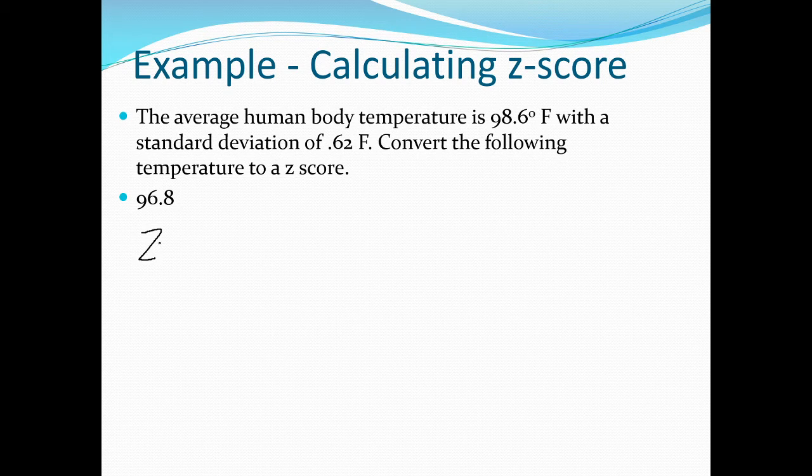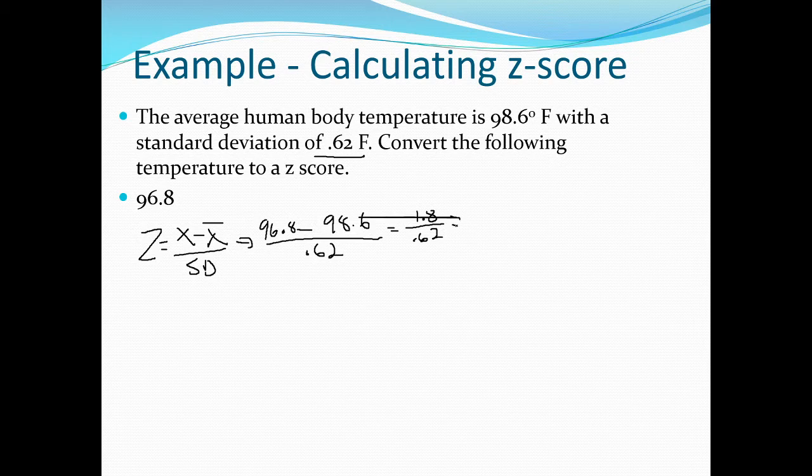So remember, the z-score is the value minus the average divided by the standard deviation. So the value that we're tracking is 96.8 minus the average that we have, which is 98.6, divided by the deviation we're given, which is 0.62. So we do some math here in your calculator if you want. 96.8 minus 98.6 is negative 1.8, which is fine. Again, z-scores can be negative. Deviations aren't negative, but z-scores can be.